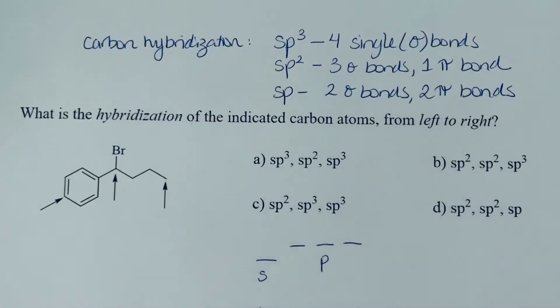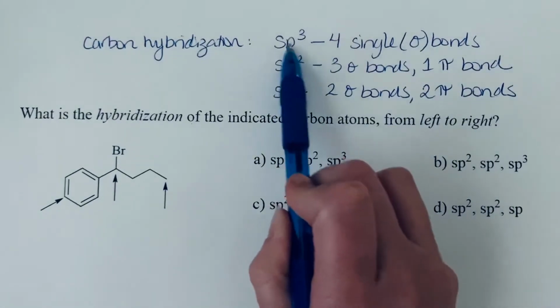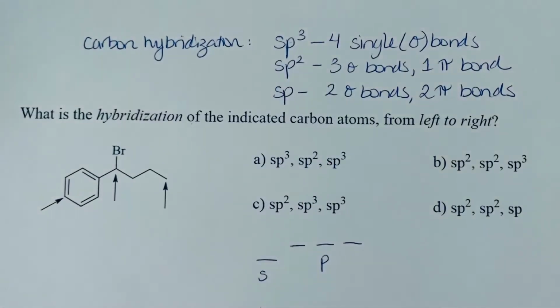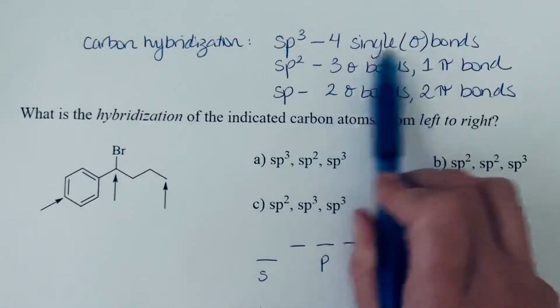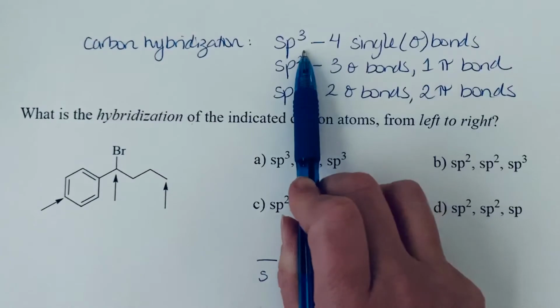orbitals on the carbon. So if we are mixing together all 4, that means we're taking 1 s orbital and 3 p orbitals and mixing them together. And we call it exactly what it is. We've mixed together 1 s and 3 p, so we call that sp3. So whenever we have a carbon atom that is forming 4 sigma bonds, it is sp3 hybridized.